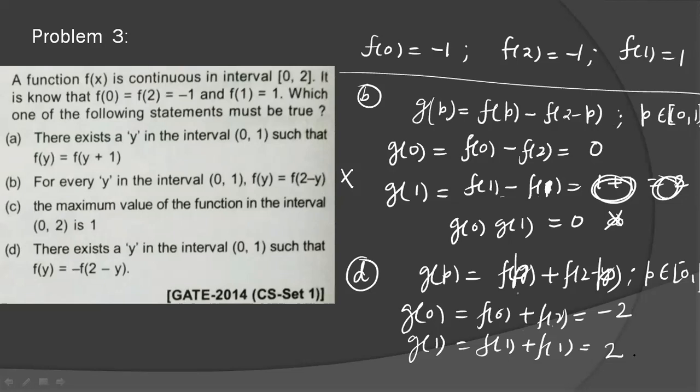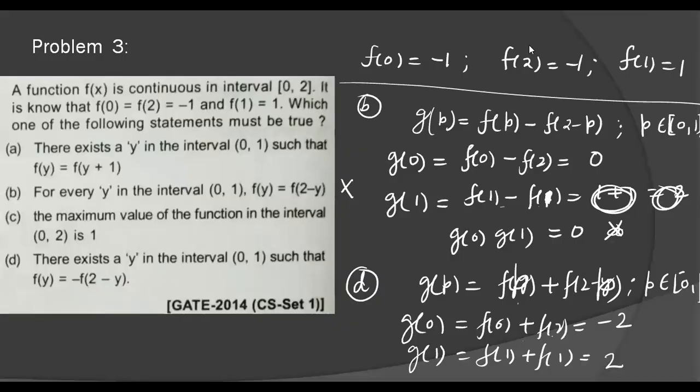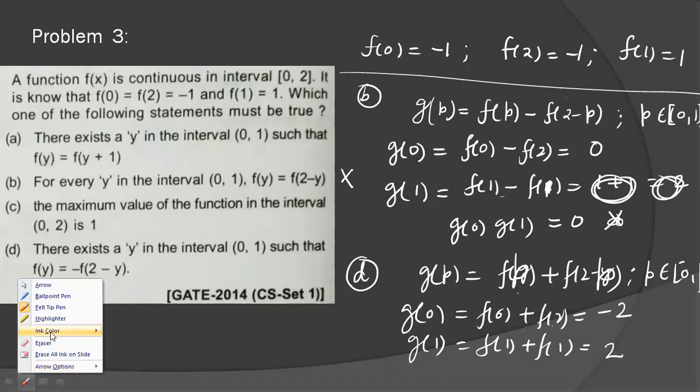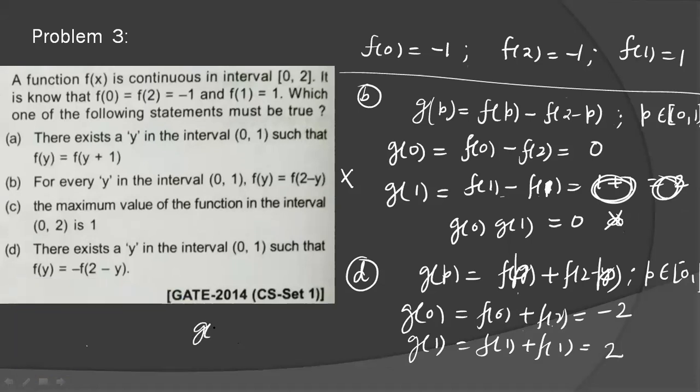Now, if you see, it means the mean value theorem is satisfying here. If you see Z0 into Z1, G0 into Z1 is less than 0. Now, D option can be a choice. We will see later when we will compare with A.